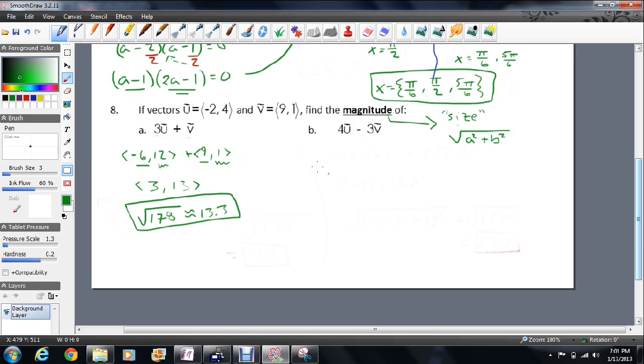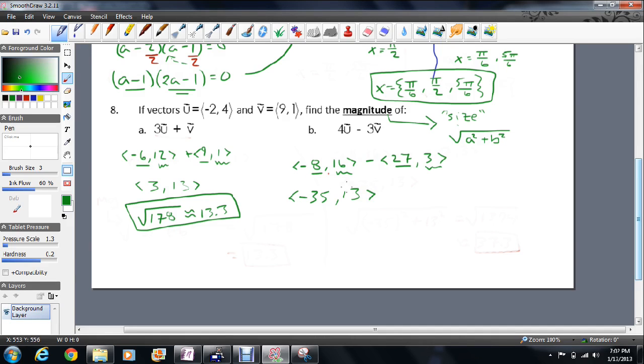Okay, same thing over here. 4 times u is negative 8, 16, minus 3 times v, so that's 27. 3 times 1 is 3. Negative 8 minus 27 is negative 35. 16 minus 3. So again, we're just doing the first terms and then the second terms. 16 minus 3 is 13.